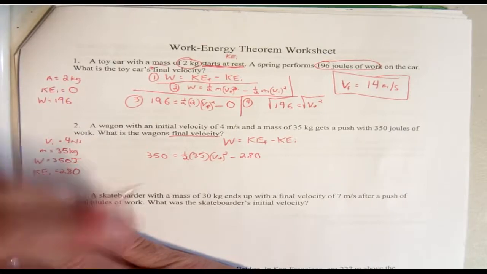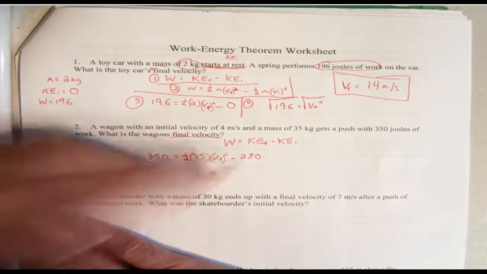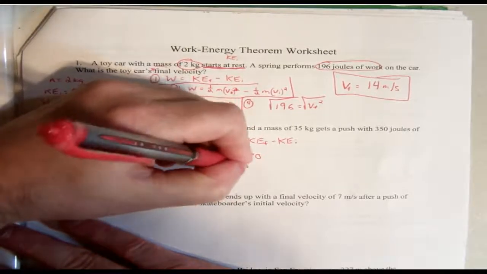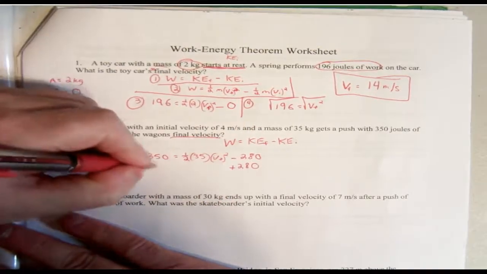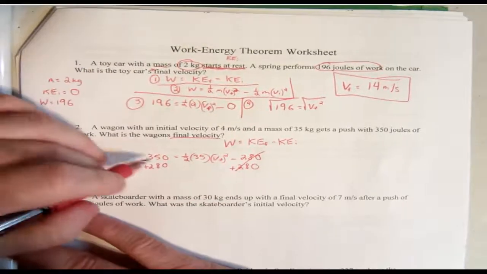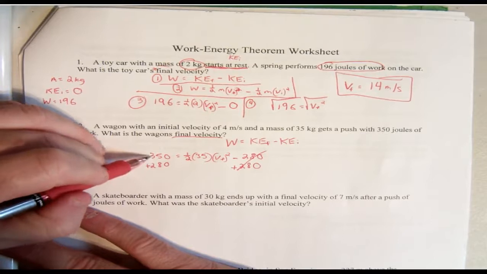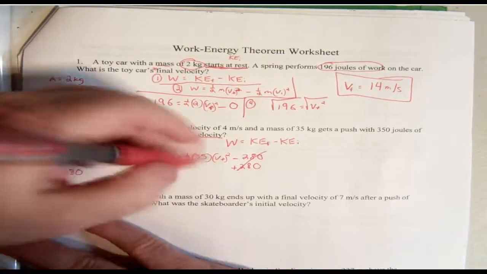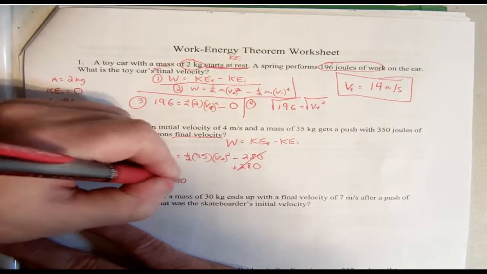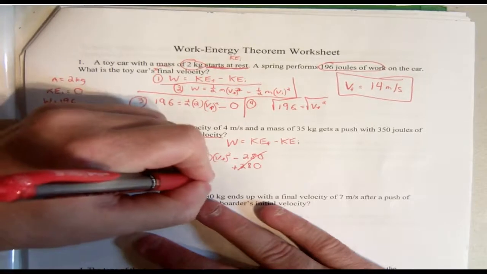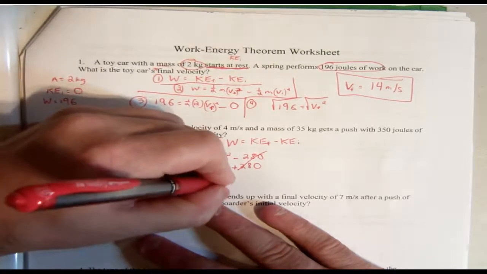Okay, so at this point, we can pretty much do our basic algebra. We have this minus 280, so let's bring it over. Plus 280, plus 280, so that's gone. So 350 plus 280 is 630. Is that right? Yeah, 630. So we have 630 equals 1/2 times 35 times final velocity squared.